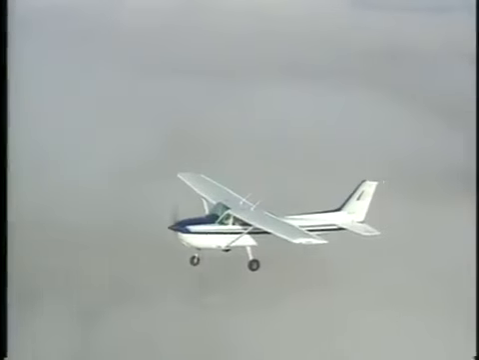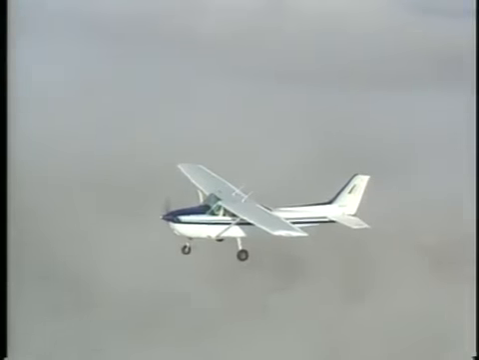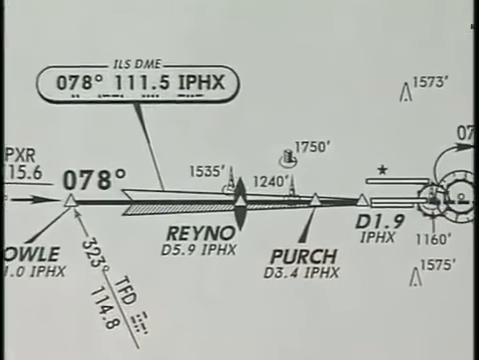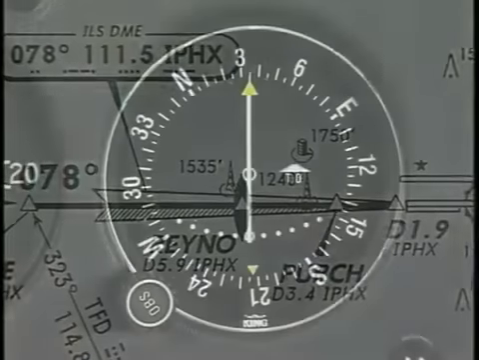Now let's take a look at some of the common procedures used to fly an approach. One of these is the use of radar vectors to align your aircraft with the final approach course.